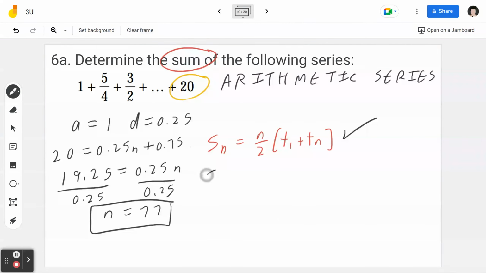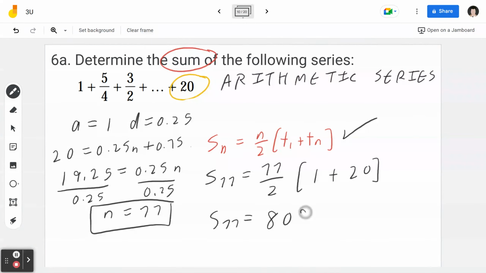So again, I go back and I say, I want to find the sum of the first 77 terms. That's 77 divided by 2. I take the first number, 1. I take the last number, 20, and I add them, and I multiply and divide accordingly. So again, you can do this in one step. If you want to do it with a calculator, that's fine. So again, I'll do this, 77 divided by 2, multiplied by 21. This is going to be 808.5, and that is the sum.